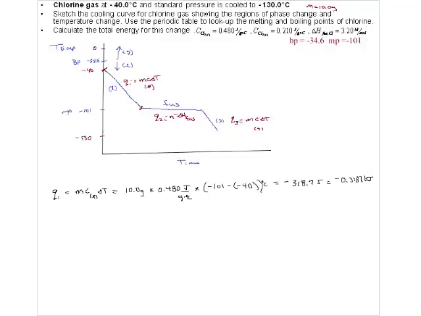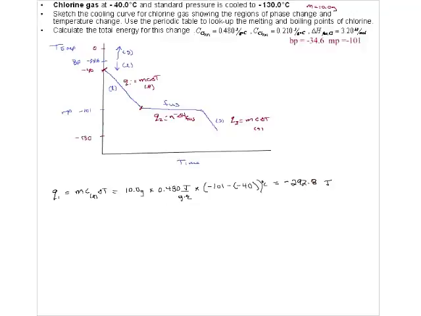10 times 0.480 times minus 40. It works out to be negative 292.8. So let me fix that. Okay, negative 292.8 kilojoules. Okay, actually joules. And we know it's going to be joules here because the unit for specific heat capacity is joules per gram degree Celsius, so this is joules.